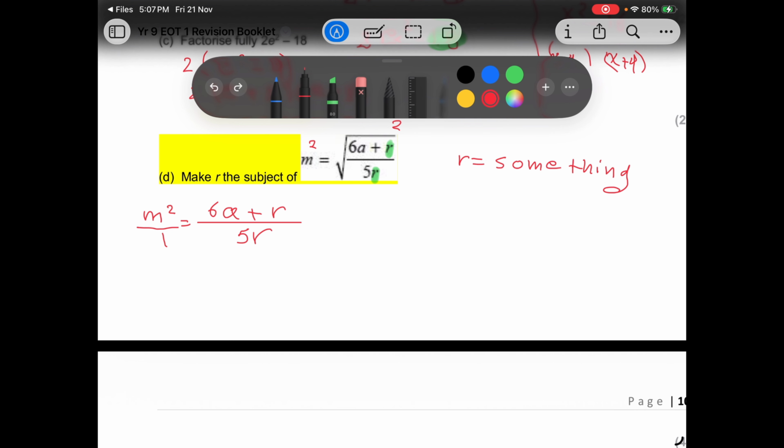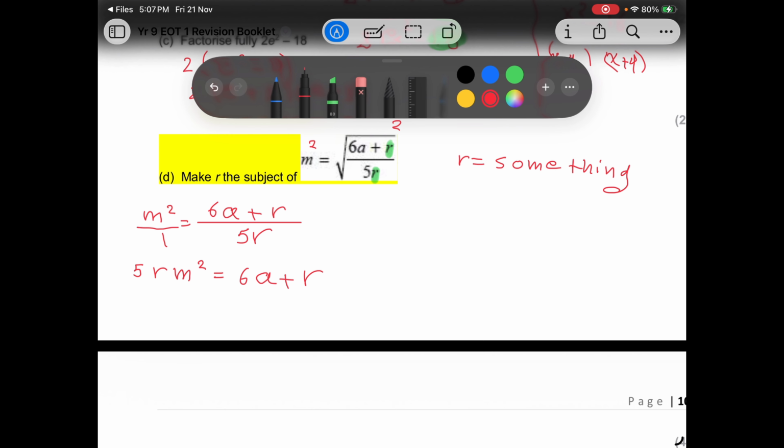5r m squared equals 1 times this guy here. It will be the same, which is 1 times 6a, so it will be 6a plus r. And here I have an equation, and I have r on the left hand, r on the right hand. Collect all the terms that contain r on one side.